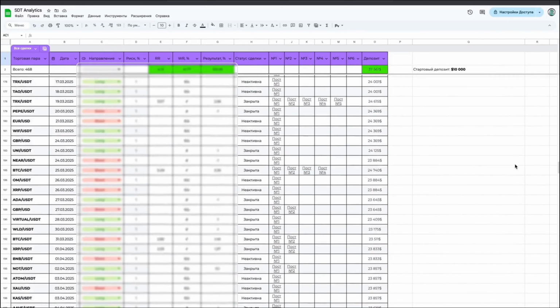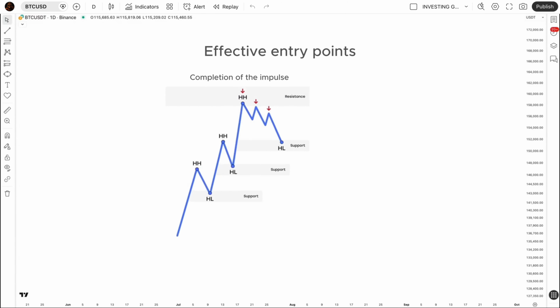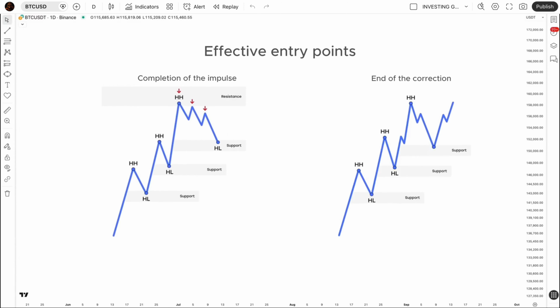actually work in practice. Finding entry points always starts with understanding market structure and identifying zones where the probability of success is highest. The first type is the end of an impulse move, when new higher highs are formed and the market enters a correction phase. In such conditions, counter-trend trades are relevant, offering the chance to open short positions with a high probability of success. The second type is the end of a correction, when structural higher lows are formed. Here, on the contrary, we look for a long position following the direction of the main trend.